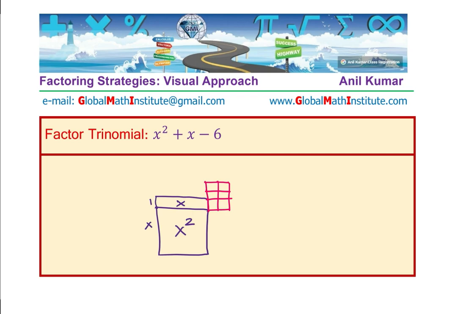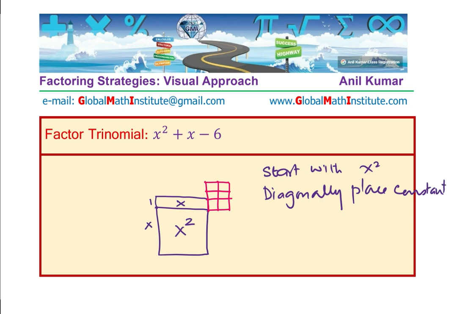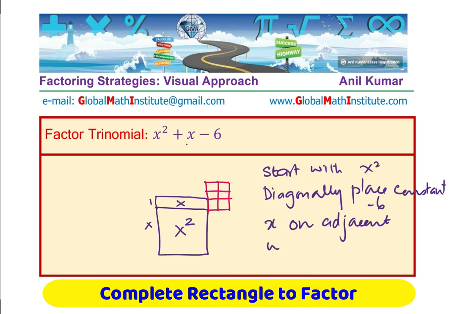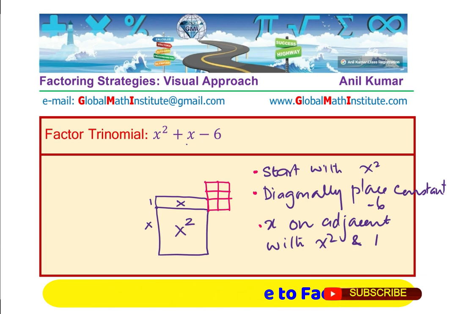Right? So, the important thing is start with x square. Diagonally place units, the constant, which in this case is minus 6. And also on any side you can put x, x on the adjacent side. So these are the three steps done. The fourth step is to complete the rectangle with an equal number of positive and negative units added. You get the idea. So this is our step 1.